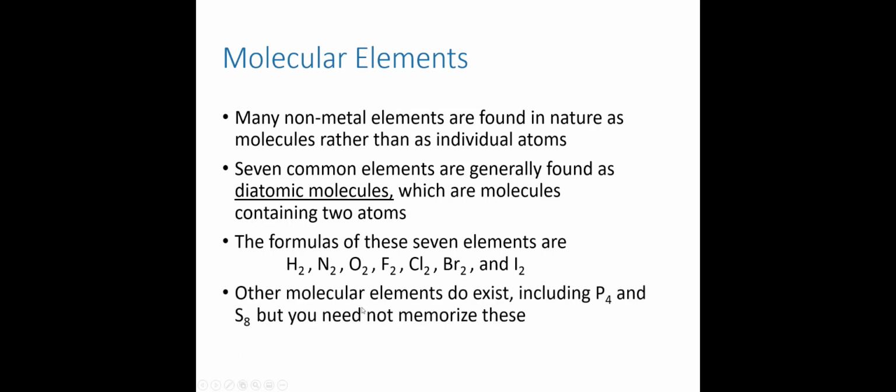There are other molecular elements out there. Phosphorus, for example, forms pyramids containing 4 phosphorus atoms, and sulfur forms crowns containing 8 sulfur atoms. Carbon, as diamond, forms what are almost infinite networks of carbon atoms, and it can also form layers in graphite. But we don't need to worry about those other kinds right now. I just want you to focus on these 7, because they will come up a lot in the chemical reactions we will talk about.